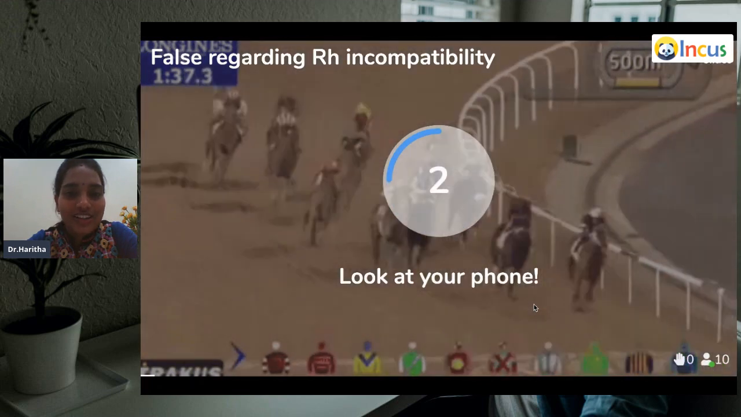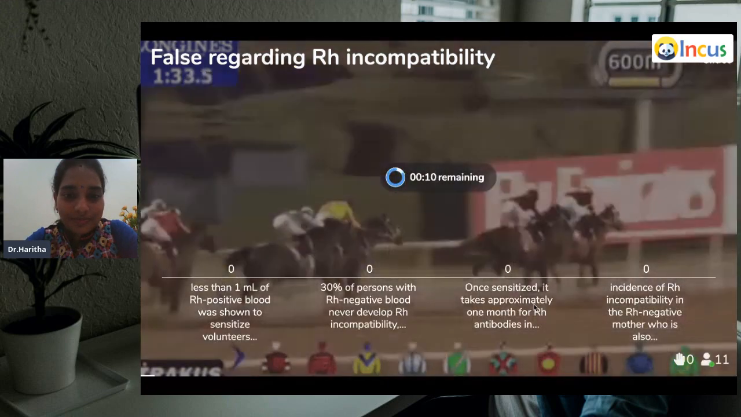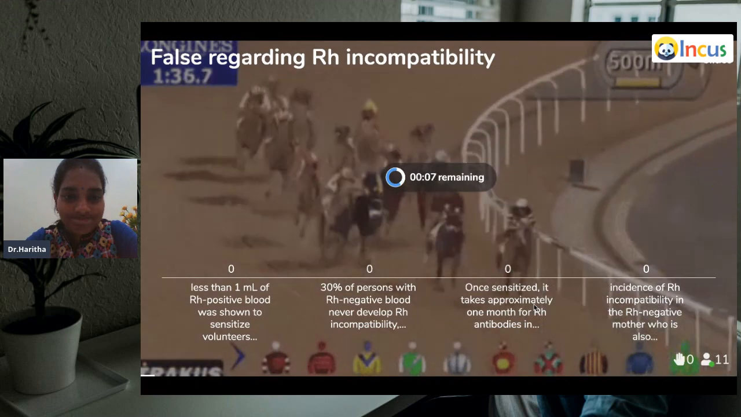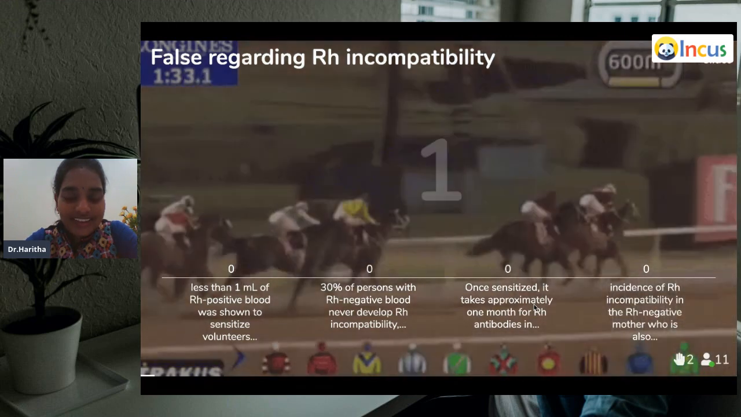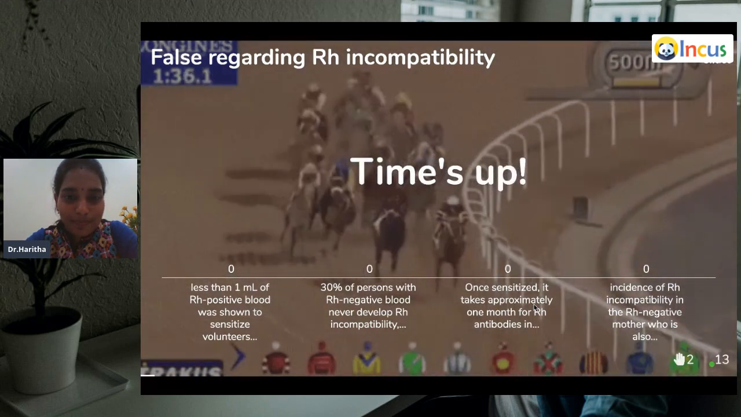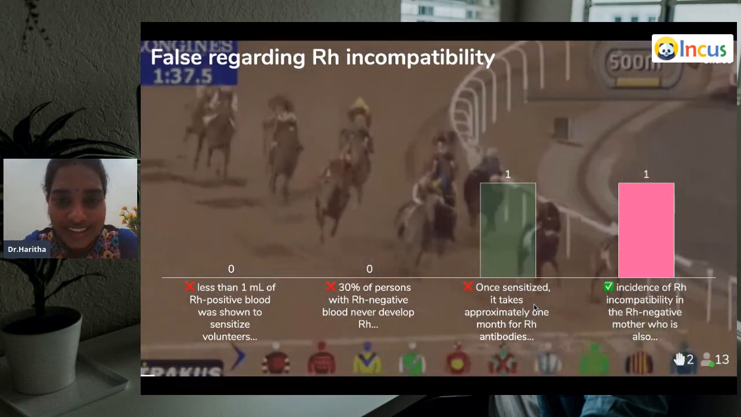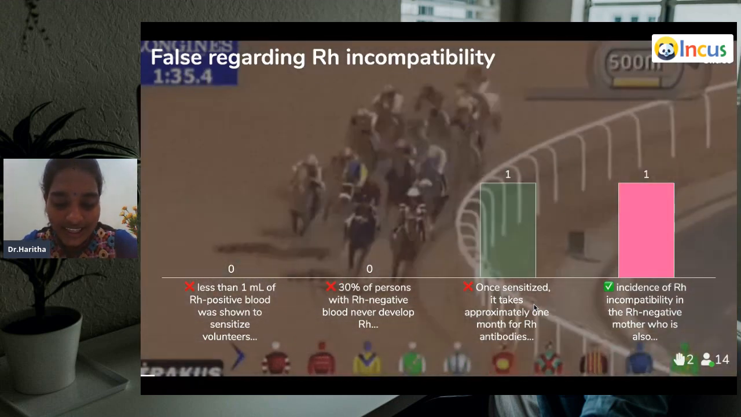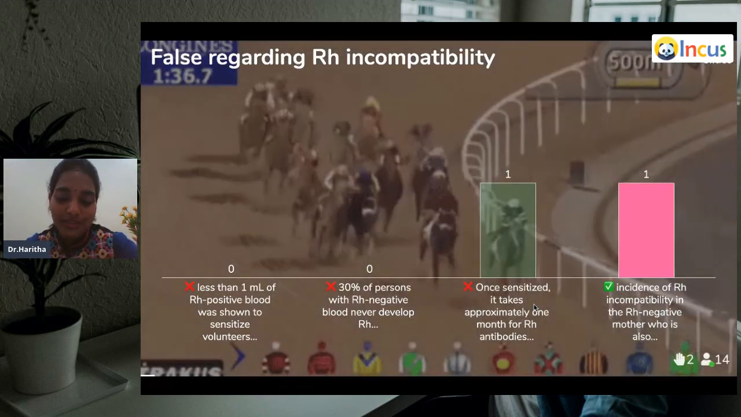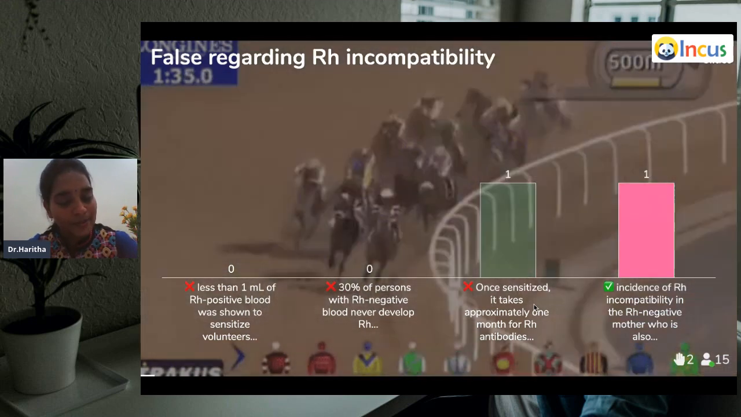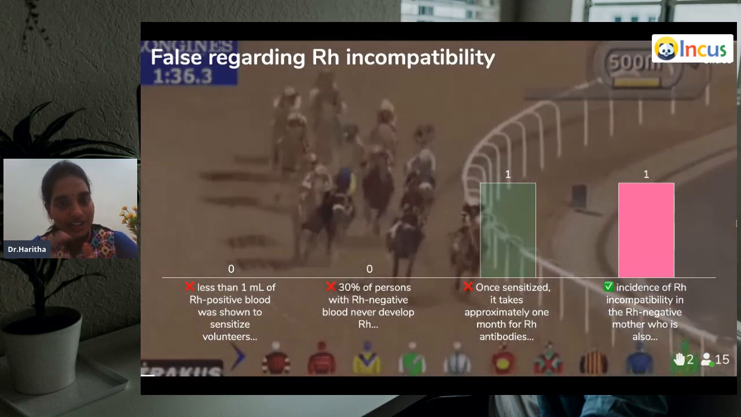False regarding RH incompatibility. Get ready. I'll not read every option. Pick up, and we'll discuss the right answer. Yes, two members answered and one was correct. That is, incidence of RH incompatibility in the RH negative mother who is also ABO incompatible is increased dramatically, which is a wrong answer. Now, RH incompatibility we usually see in RH negative mother with RH positive fetus.